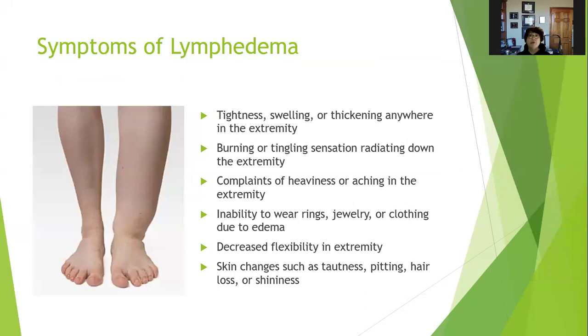So the symptoms of lymphedema are tightness, swelling, or thickening anywhere in the extremity, burning or tingling sensation radiating down the extremity, complaints of heaviness or aching in the extremity, inability to wear rings, jewelry, or clothing due to edema, so your normal stuff doesn't fit, decreased flexibility in the extremity, and skin changes such as tautness, pitting, hair loss, or shininess. In the later stages of lymphedema, there are a lot of times a lot of skin changes, and we'll talk about it.